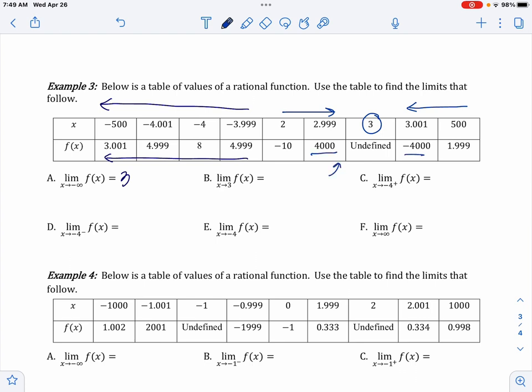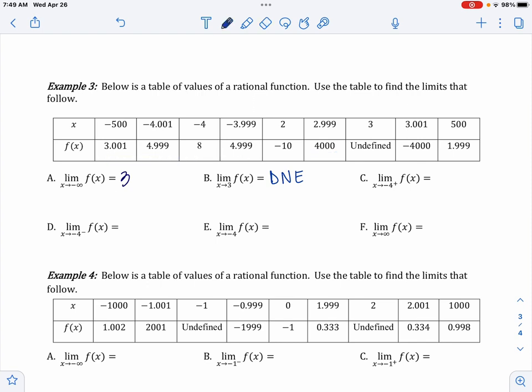So it's going like this, and then it's undefined here. So I can tell there's an asymptote there. So I know that this does not exist. Also because it's a very big number and a very small number, they're not approaching the same value from the left and right. Negative 4,000 and positive 4,000 are not the same value. All right, I'm going to erase this so I can use it still.